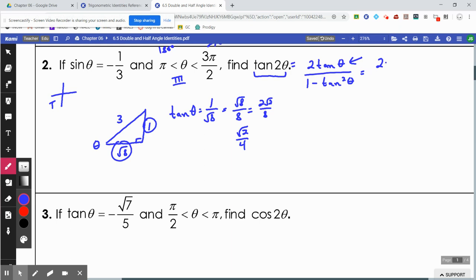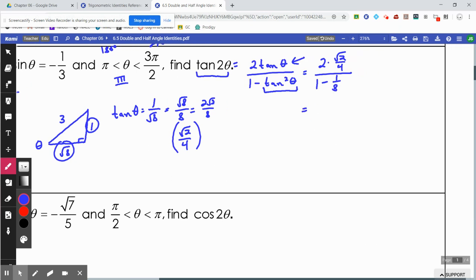You're going to do 2 times the tangent of your original angle over 1 minus the tangent of my original angle squared. Okay, we got to square this. So square the top and square the bottom. 2 over 16, let's reduce that. That's 1/8. So now just clean it up and you're done. Cross cancel. Leaves you with on top a √2 over 2. On bottom, 1 minus 1/8, which is 7/8.